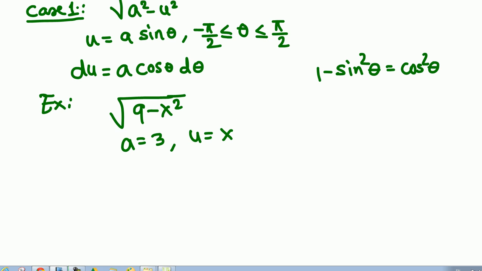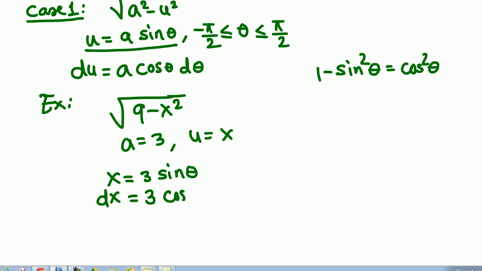You want to make u equals a sine theta, that means x equals 3 sine theta, and you take the derivative of x with respect to theta, so dx equals 3 cosine theta d theta. Now the purpose of making this substitution is to get rid of this square root.